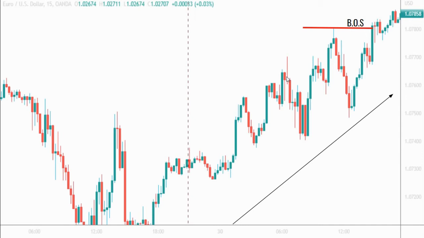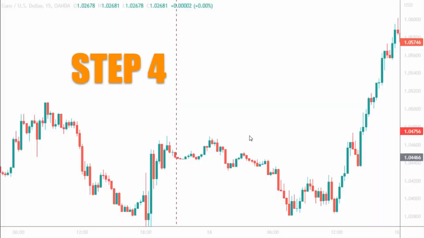So in step 3, you need to wait for a break of structure to take place. Once that has happened, you move on to step 4. Let's get right into it. Step 4 of applying the strategy. Now, before I move on to step 4, remember the previous steps. First step was identify your market structure, then define your trading range, then wait for a break of structure.